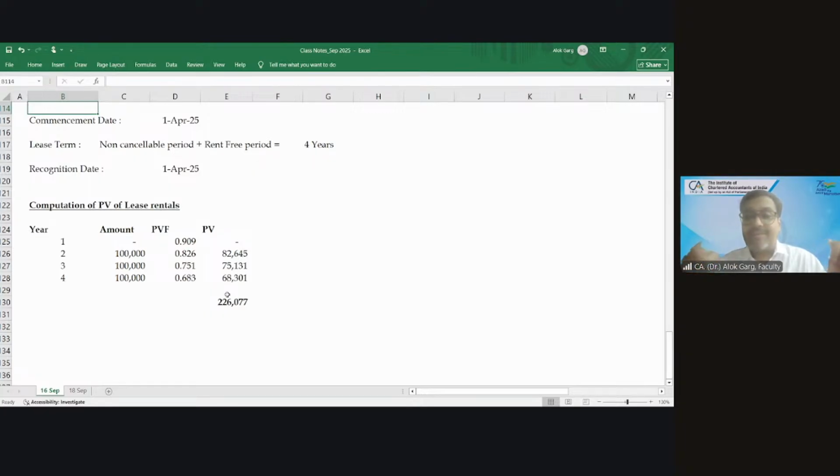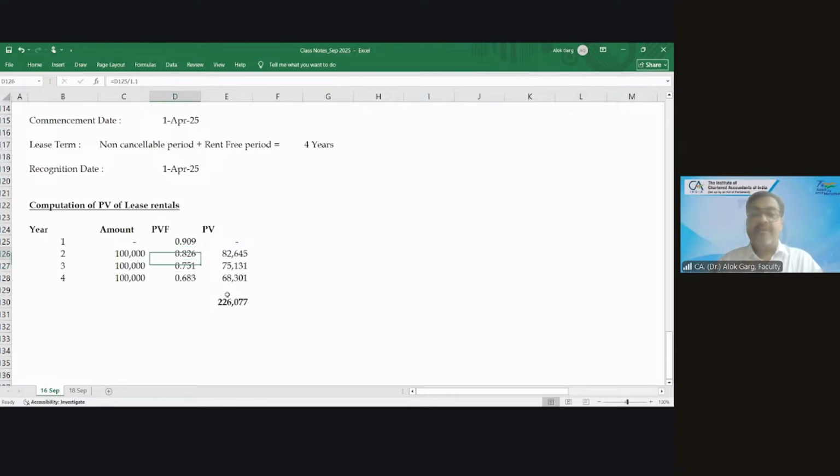And what will be the impact? Because the accounting has to happen on the commencement date and the first year is the rent-free period, you have to do this accounting. Second year, third year, fourth year rent payment has an impact. Had it not been the rent-free period, then this 82,645 would have become 90,909, right? But here the second year present value factor is going to be used because the first year is a rent-free period. So these are the impacts. That is why you need to understand these things.